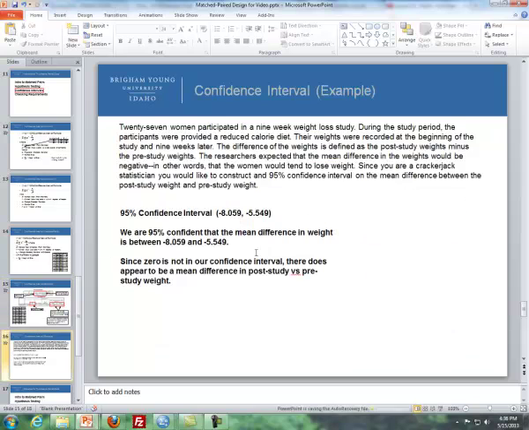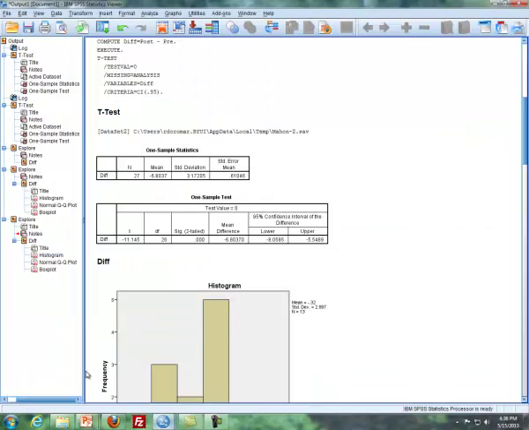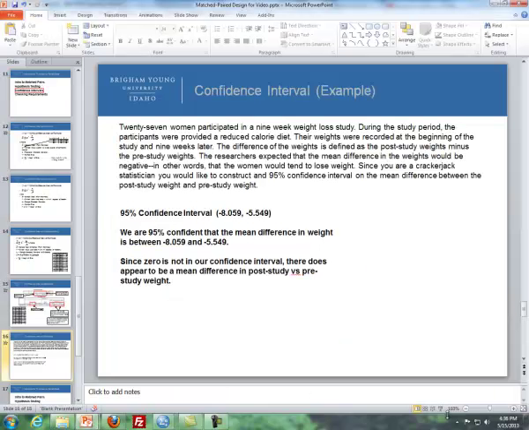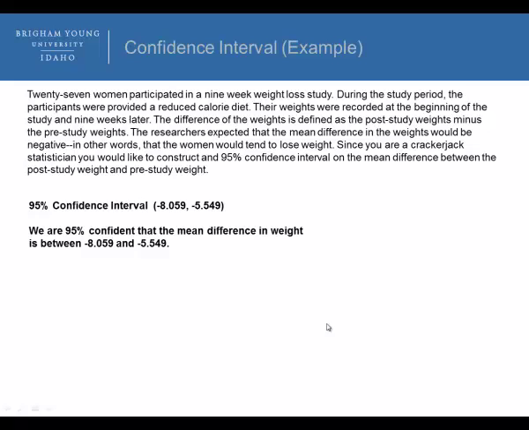So what I'll do is let me show you this output that I have from SPSS, which you can also see in Excel, or similar output you would find in Excel. This is where you get your 95% confidence interval of the difference. Okay? It's negative 8.0585, that's our lower bound, and negative 5.5489 is our upper bound. So how we interpret that is we say that we are 95% confident that the mean difference in weight is between negative 8.059 and negative 5.549.